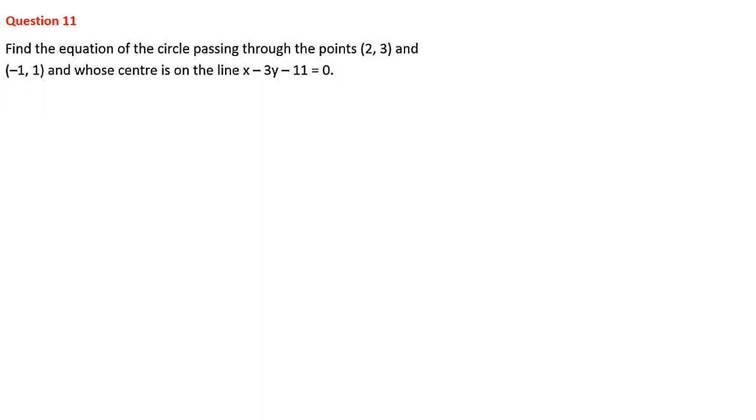The question is, find the equation of the circle passing through the points 2, 3 and minus 1, 1 and whose center is on the line x minus 3y minus 11 is equal to 0. This is quite similar to the previous question. So it is practice as well, just go through the previous question and try this question as homework. Move on to question number 12.